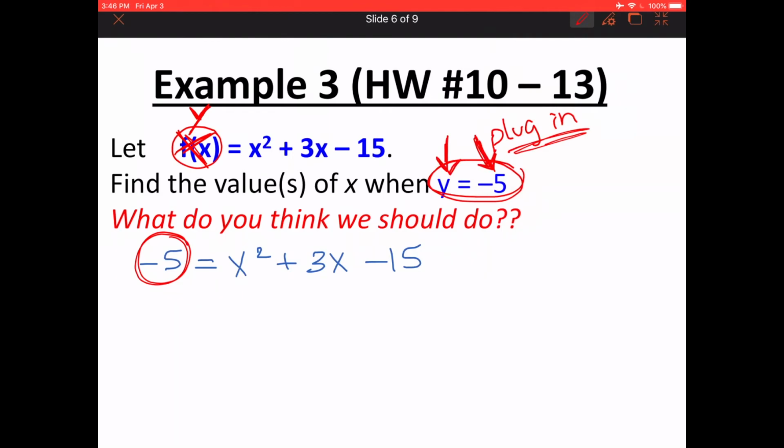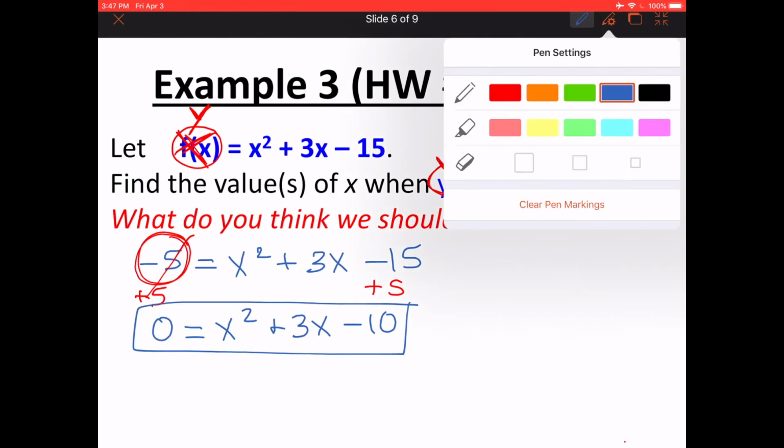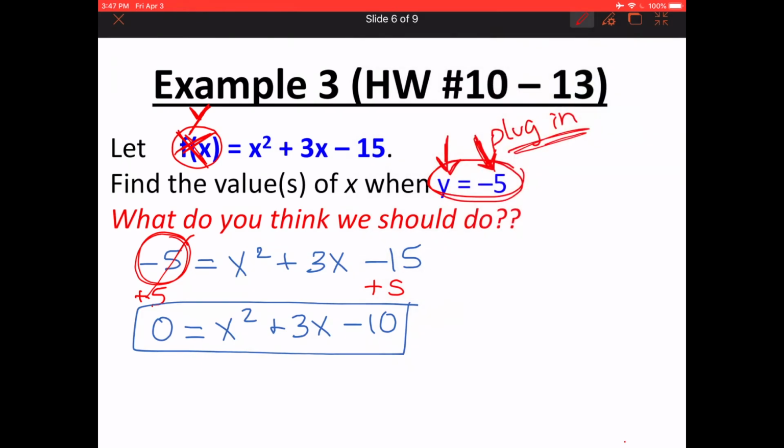Do you see how instead of that f of x, I have now written negative 5, because negative 5 equals y. Okay, now in order to solve this, the equation has to equal 0. So now I'm going to move this negative 5 to the other side. So I add 5 to both sides, and I get 0 equals x squared plus 3x minus 10. Now that I am here, I could either complete the square or I could factor. Factoring is much easier. If you're able to factor, you're going to be able to go through the problem much faster.